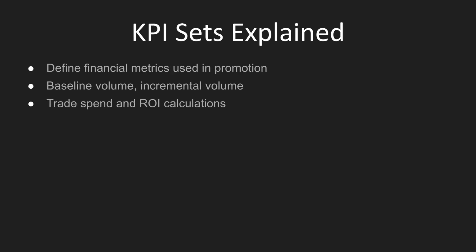KPI sets explained. KPI sets define the financial and operational metrics used during promotion planning. These metrics include baseline volume, incremental volume, trade spend, net revenue, and return on investment. These KPIs form the promotion profit and loss structure used to evaluate promotion performance.